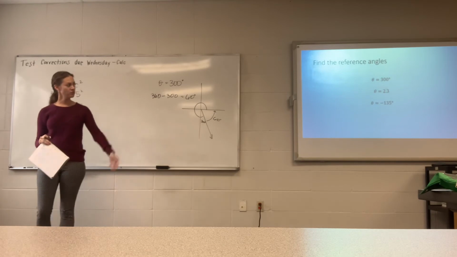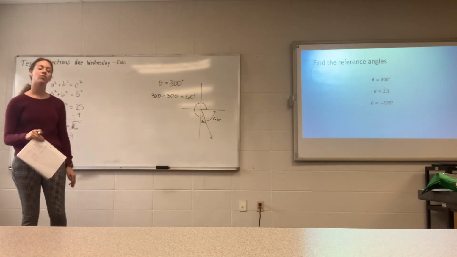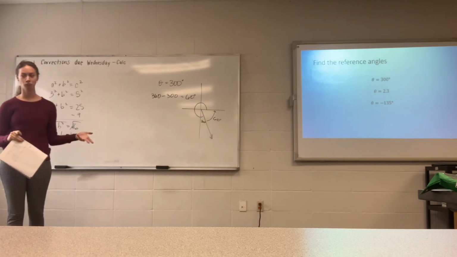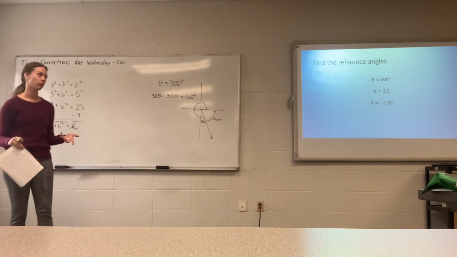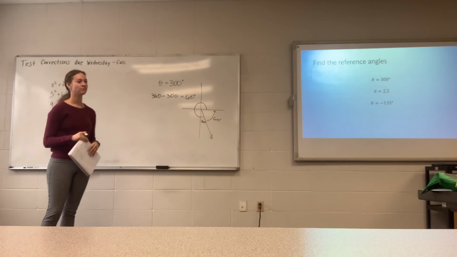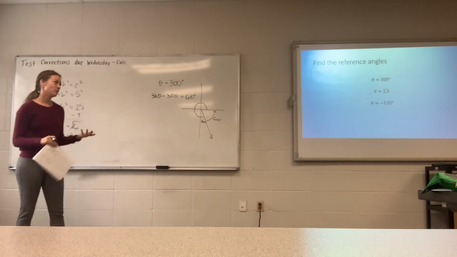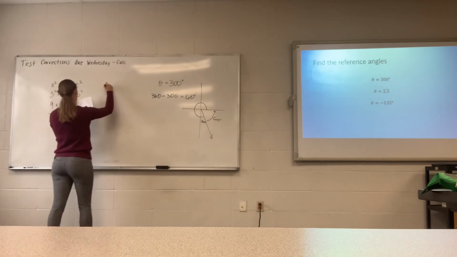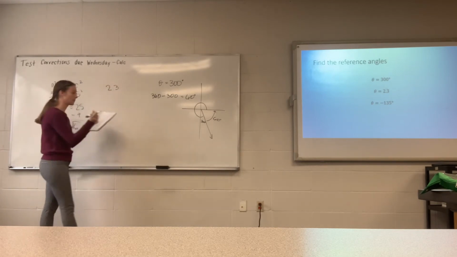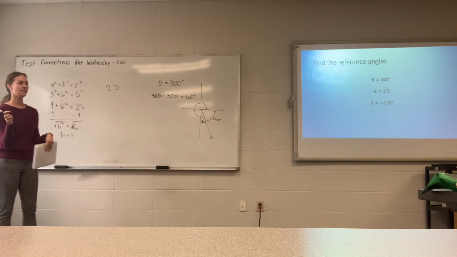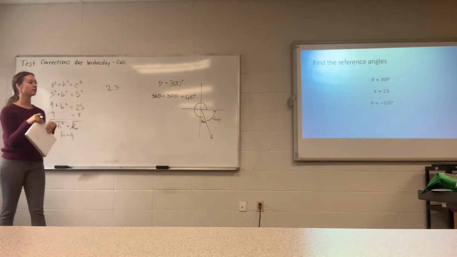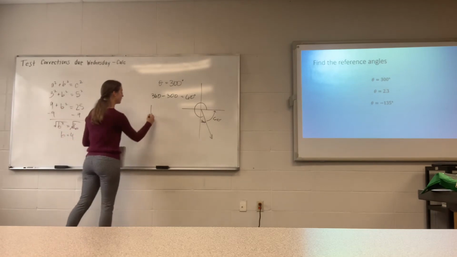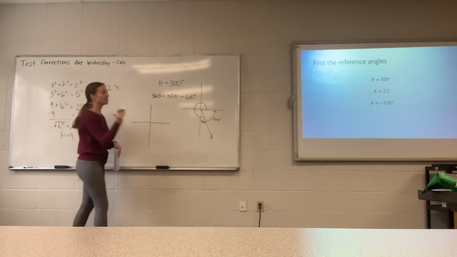All right, the next one says 2.3. It doesn't say degrees, it doesn't say radians. Is it just a number? What are you guys thinking for this? So 2.3. Is it that x, y thing, like sine or cosine? Is it a side in a triangle? It's not a side on a triangle. It's not a length. Let's think about just our numbers.